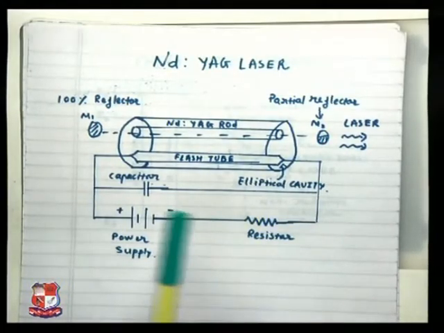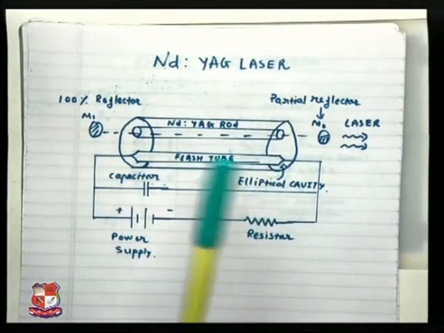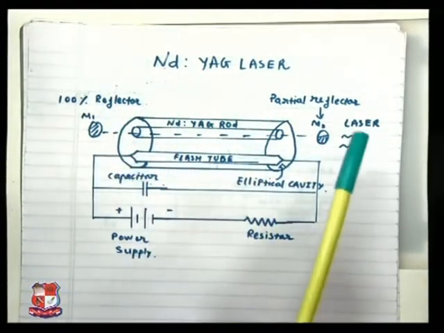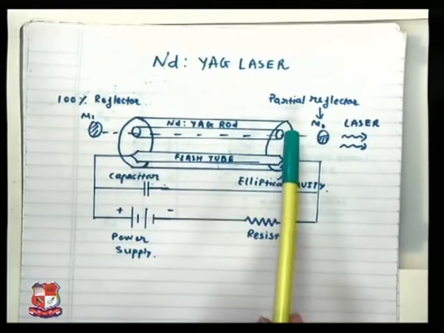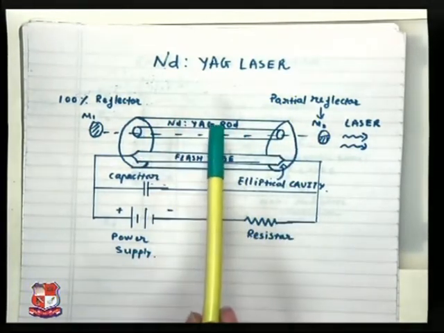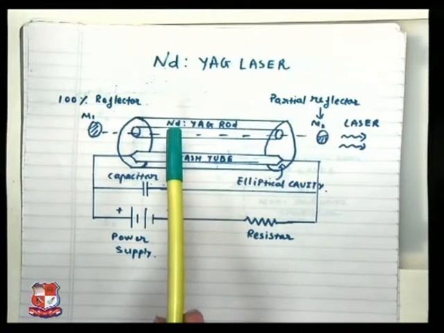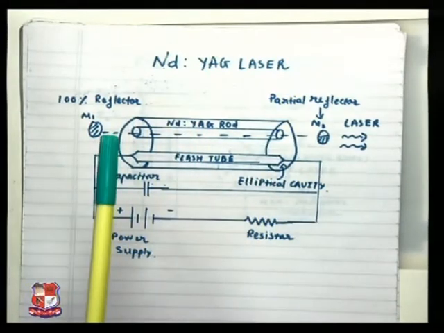Now let us go towards the diagram. You have to draw the diagram first and then explain its construction. You can see here the diagram of the Nd:YAG laser. There is an elliptical cavity inside which there is a single Nd:YAG rod, that is YAG doped with neodymium ions, Nd3+. You have to draw the diagram and explain in this manner.